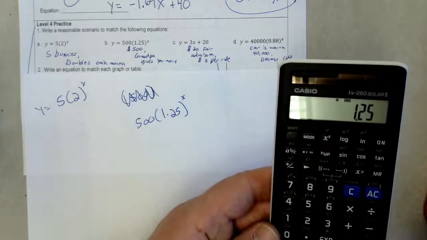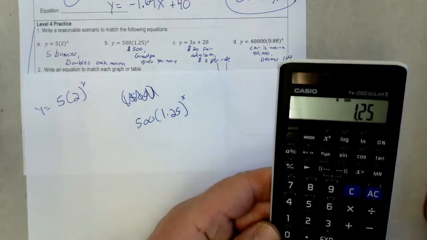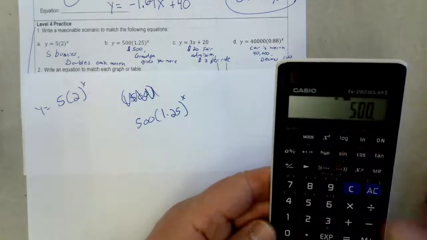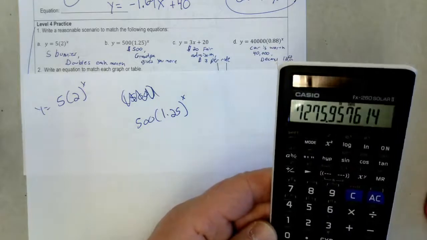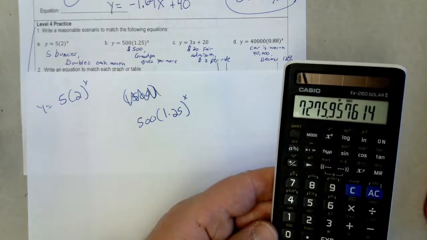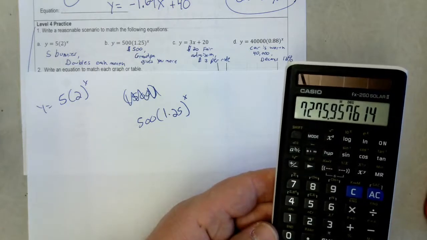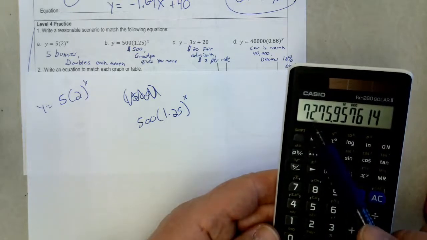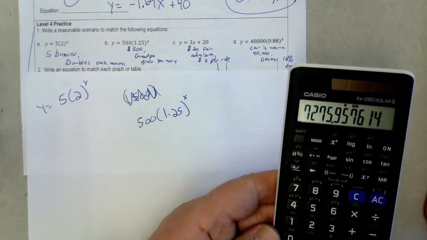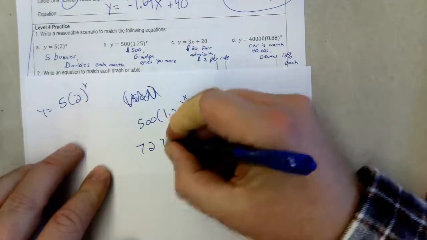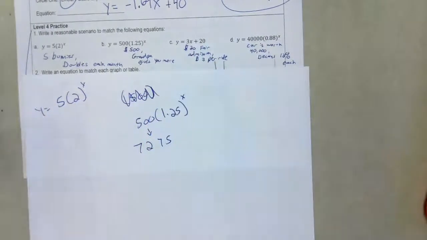1.25 is my growth rate because it's an additional 25%. Hit my exponent button, hit 12. Multiply that by 500. Holy crap. There you go. If you have a super rich uncle or a grandpa that really loves you, or whoever gives you $500 and then gives you a 25% increase, that is $7,200 and basically $76. You went from 500 to 7,275 in just a year. That is amazing growth right there. I wish that could happen to me.